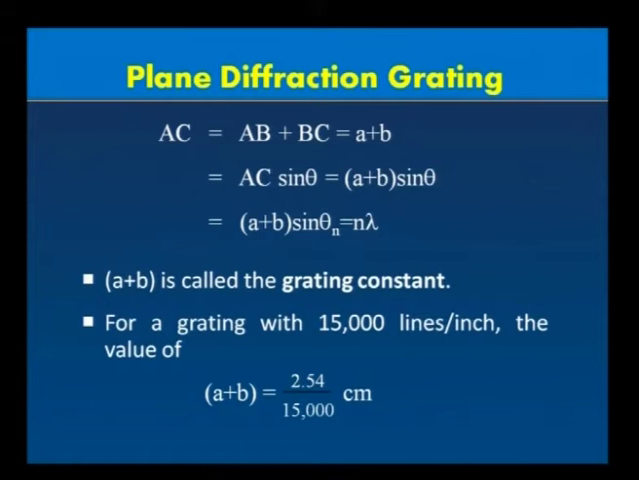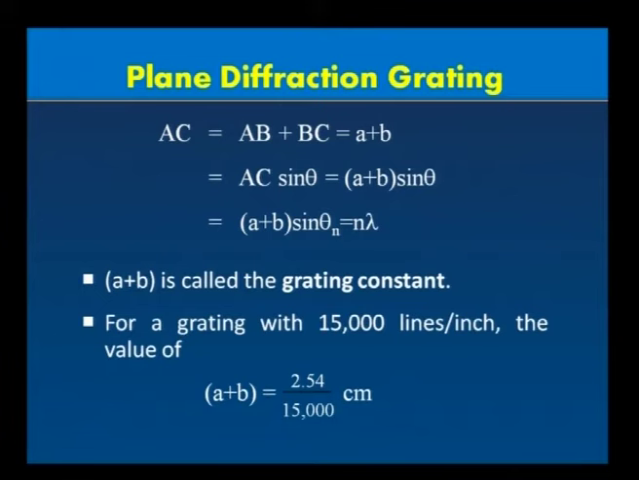What is the grating element? AB is called a grating constant or grating element. The grating element means the width of a spacing and the width of a ruling, the distance between the ruling and the spacing. The distance covered by one ruling and one spacing, that is called a grating constant, right?